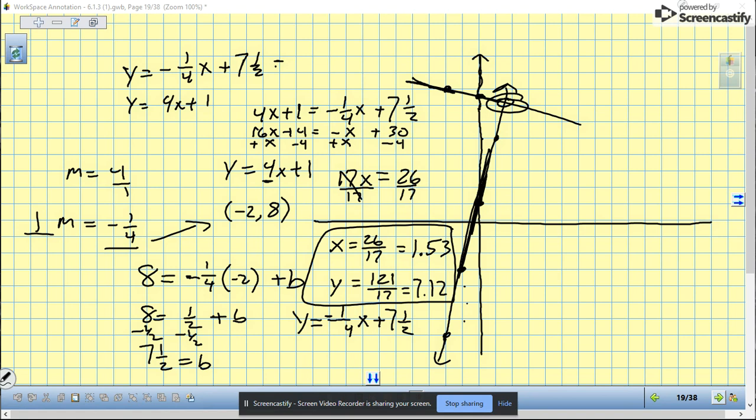So just be prepared. All right? Good luck. If you have any questions. Oh, and to find the distance between that point and that point, you would use those two points and you would do the distance formula, or you could do the Pythagorean theorem. Okay?